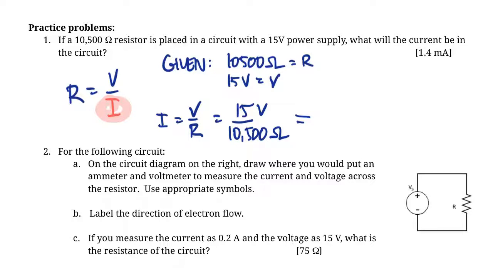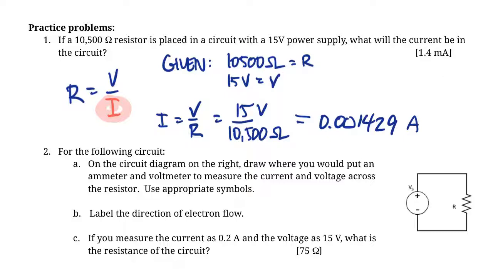So 15 divided by 10,500 gives us a pretty small number, 0.001429, right? And again, since we're working in all base units here, the base unit for current is amps, right? So this number is pretty small. So it might be easier to express it as milliamps, such as you see in this answer up here. Remember, a milliamp is a thousandth of an amp, right?